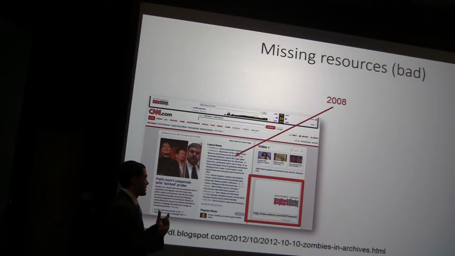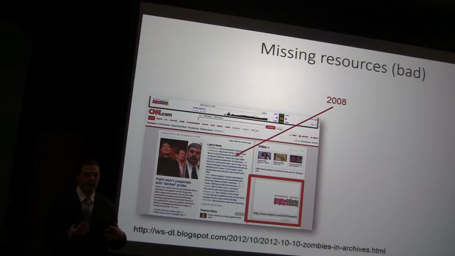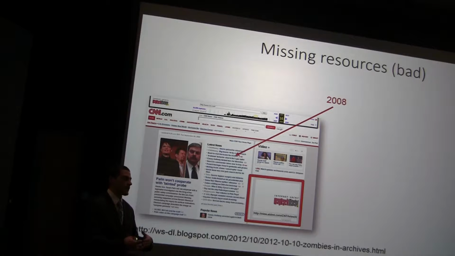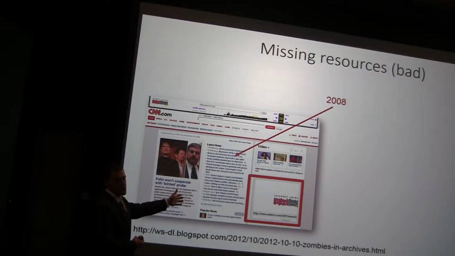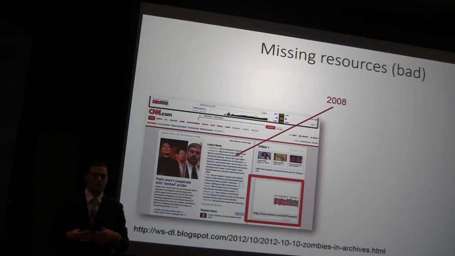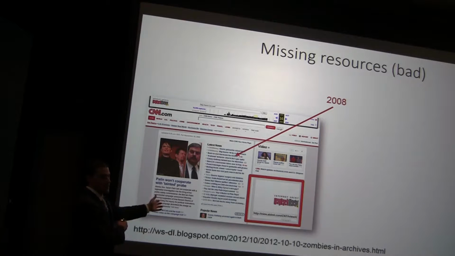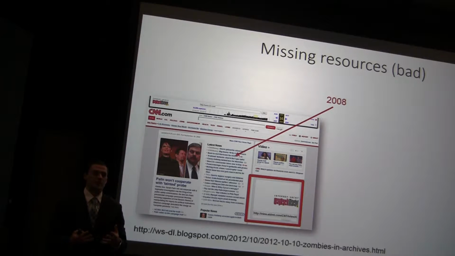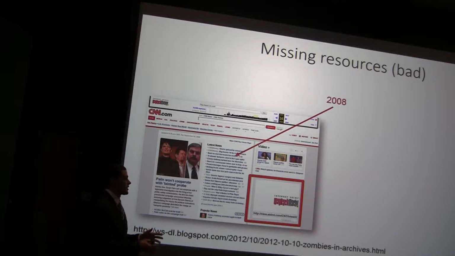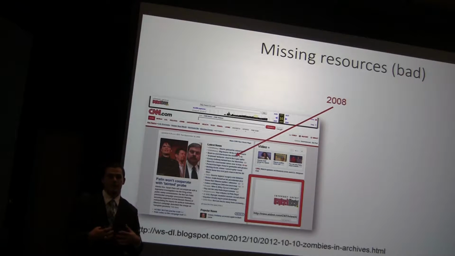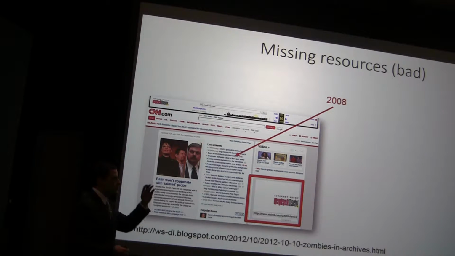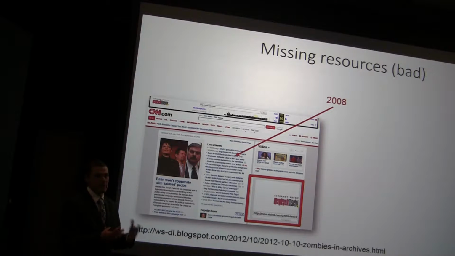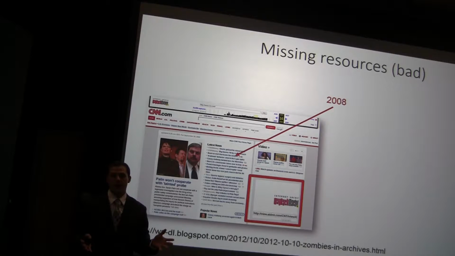It's supposed to be an online advertisement. That online advertisement is missing because when the archival crawler, in this case Heritrix used by the Internet Archive, showed up to archive the CNN.com homepage, it didn't understand to execute the JavaScript that is responsible for pulling in that advertisement into the page. Therefore, when we view this in the archives, it's missing. This is bad because now we have an incomplete memento in our archives and we don't know what should have been there.